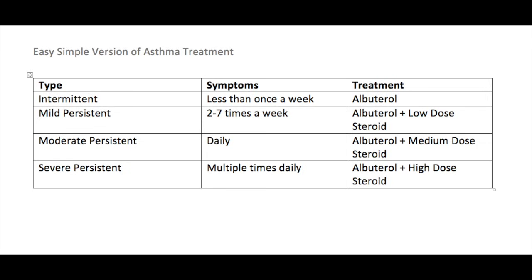And it depends on how many days of the week they're coughing. So if they just cough intermittently and it's not very often, then you just give a beta agonist. But if it's like 2 to 7 times a week, then you add a low dose steroid. If it's every day, then you add a medium dose steroid. If it's multiple times a day, then you will add a high dose steroid.